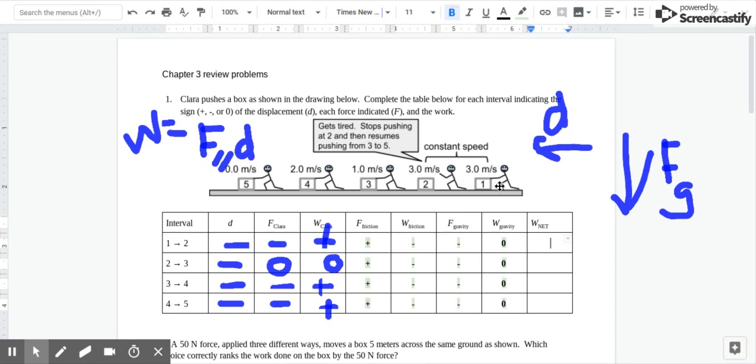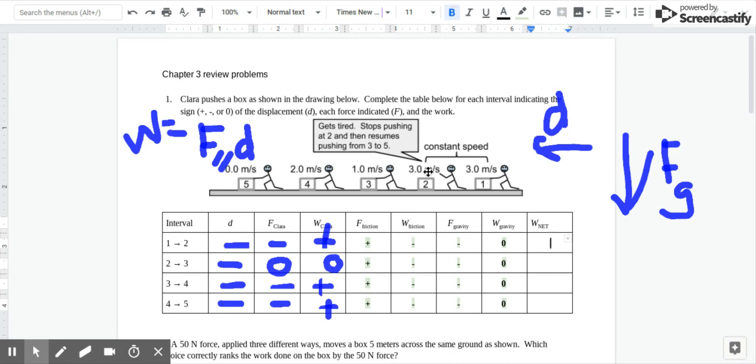Okay, last part, W net. To look at net work, we need to see the overall energy. Is it increasing, decreasing, or staying the same? Actually, there's no GPE because it's on the floor. So the only type of energy is kinetic, and we can tell if kinetic is going up, down, or staying the same based on the speed.